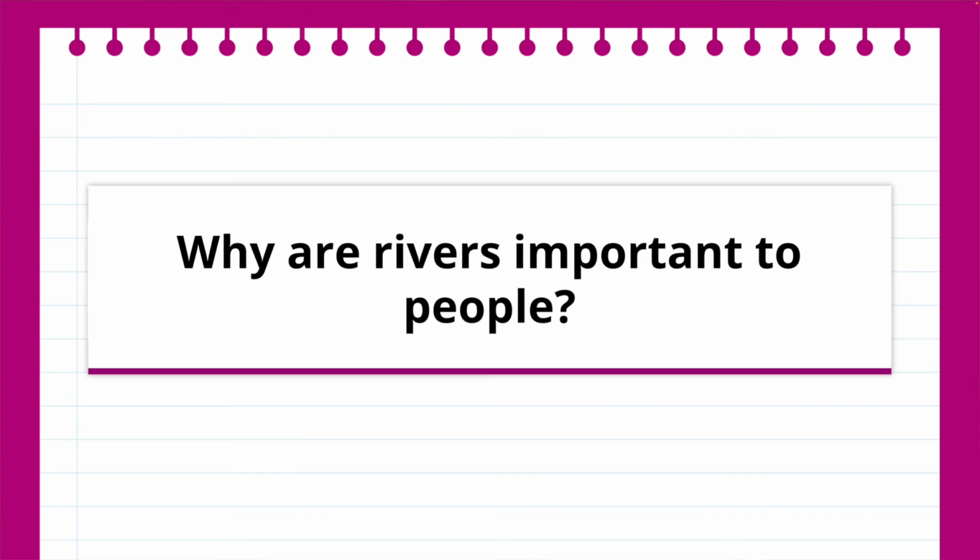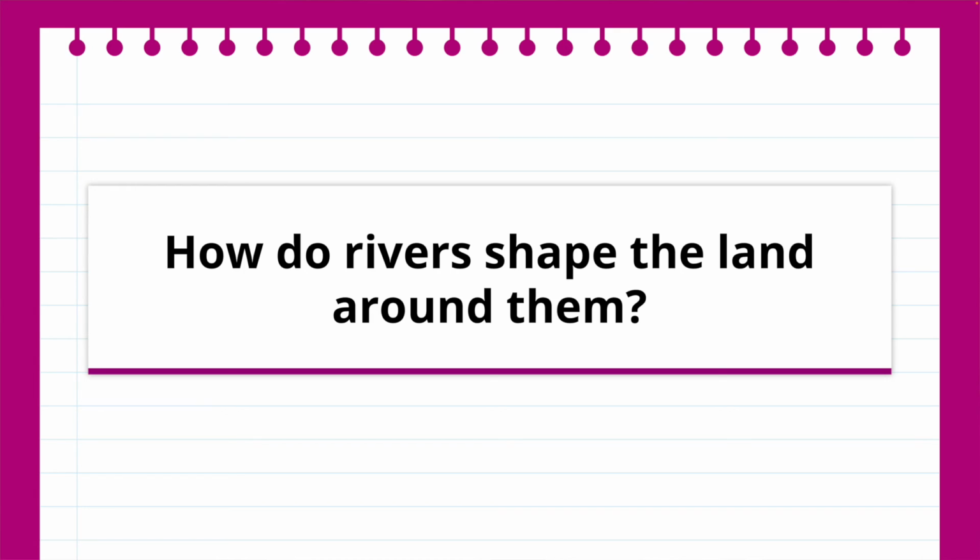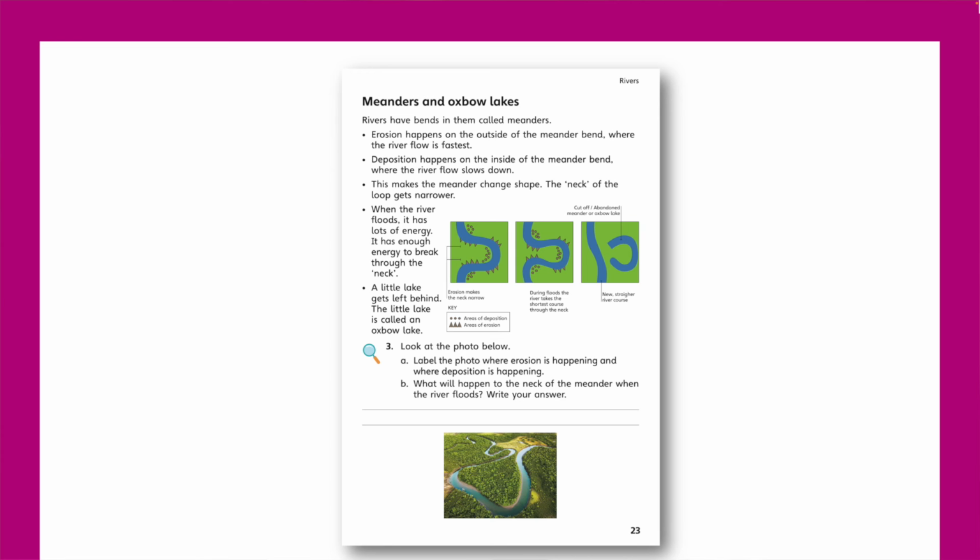Lesson 4 asks, why are rivers so important to people? And pupils will have the chance to broaden their understanding of the different ways that rivers have been and continue to be crucial for human civilizations. Lesson 5 asks, how do rivers shape the land around them? This will give pupils the chance to consider waterfalls, meanders and oxbow lakes, as well as river deltas.